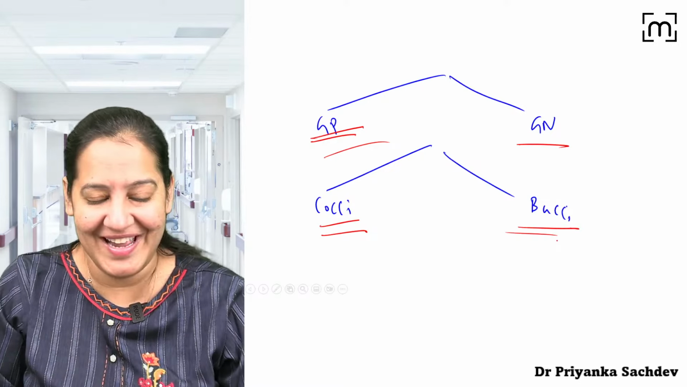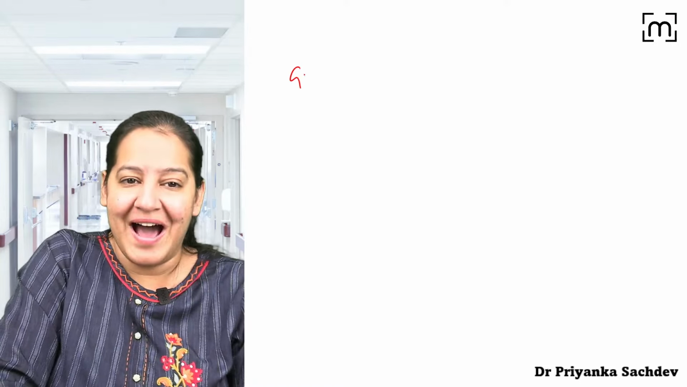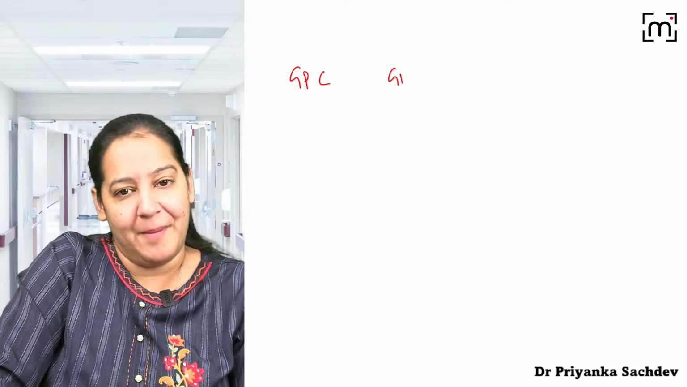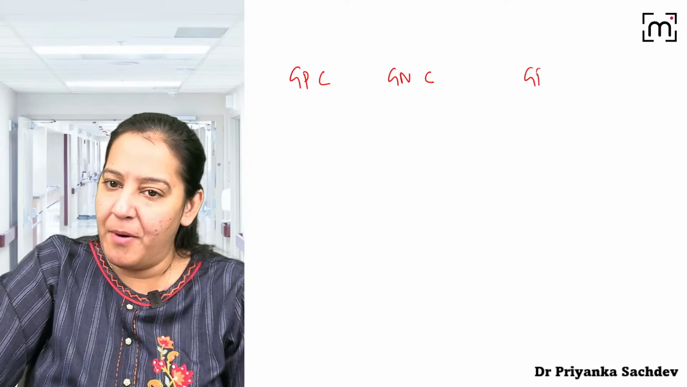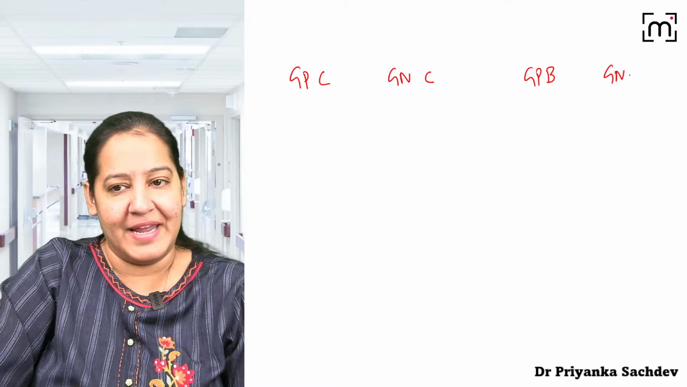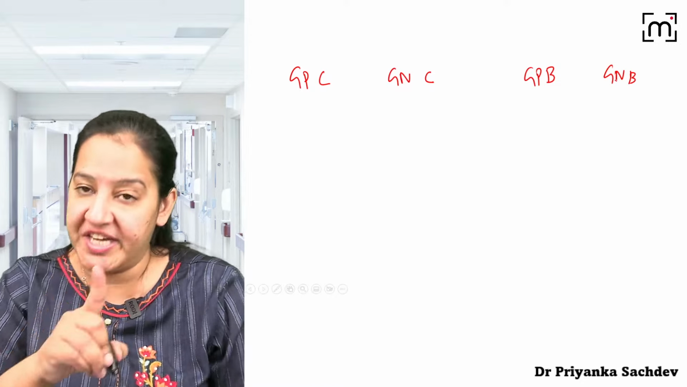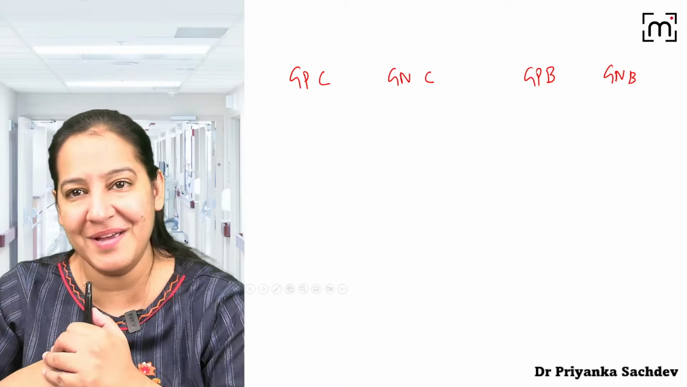Give me a thumbs up, everyone. Gram positive cocci, gram negative cocci, gram positive bacilli and gram negative bacilli. GPC, GNC, GPB, GNB.